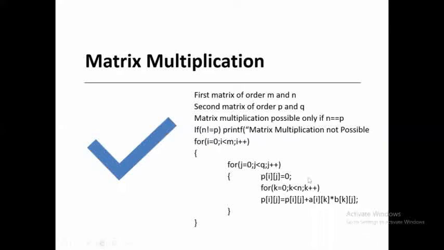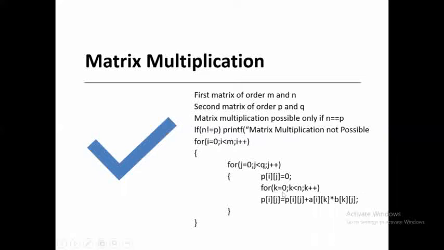Okay, P of ij, this is another matrix I am taking. What is it for? It is the resultant matrix. Okay, P of ij is the resultant matrix. Starting, I am initializing the value to 0.